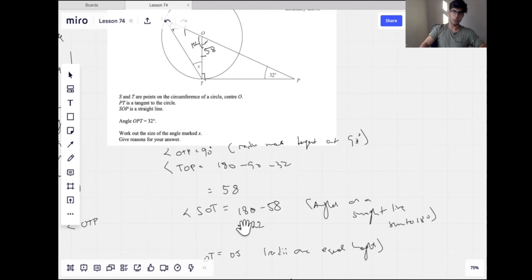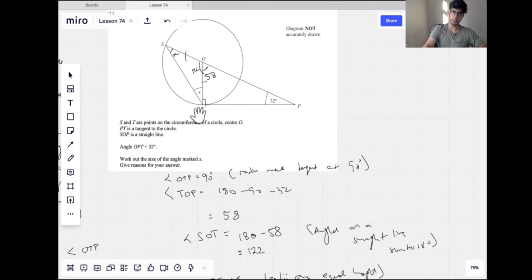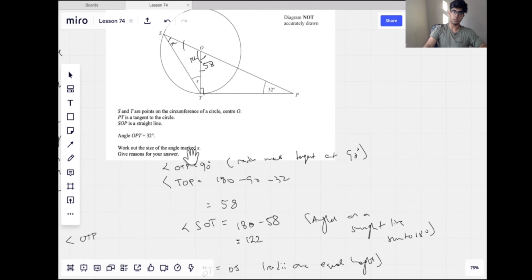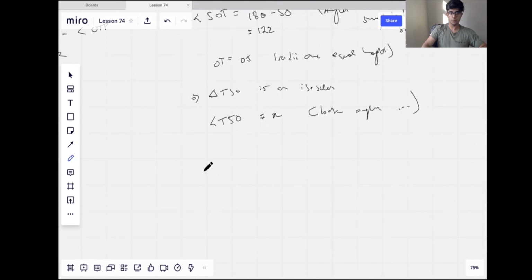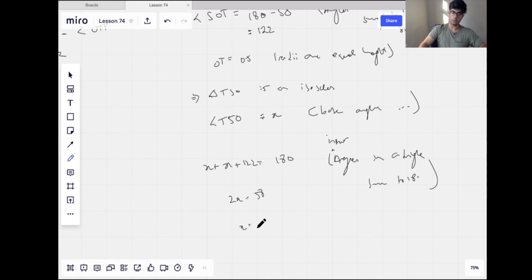Okay, and now we have x plus 122 equals 180, because angles in a triangle sum to 180. In fact, you ought to say interior angles to be specific. And now rearranging, x is equal to 58 divided by 2, which is 29. And there we go. Same answer as before, funny enough.